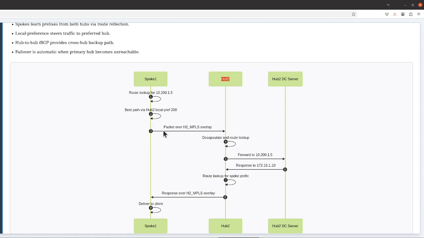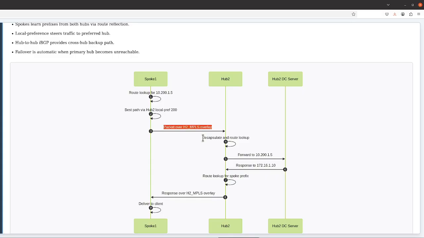Spoke 1 sends the initial packet destined to 10.200.1.5 into its H2_MPLS tunnel, which is the tunnel to Hub 2 over the MPLS transport. The packet is encapsulated in IPsec and traverses the MPLS underlay.